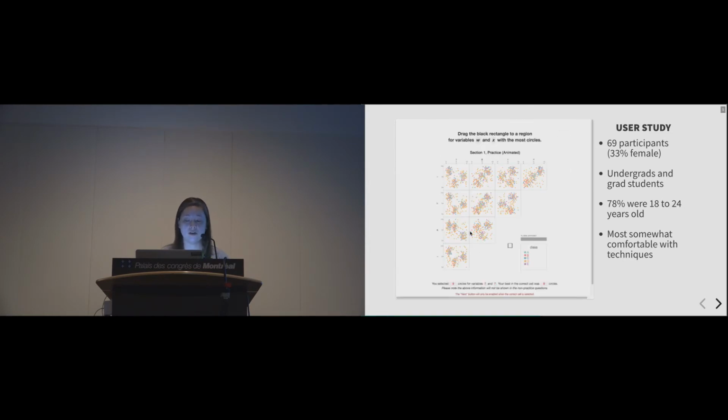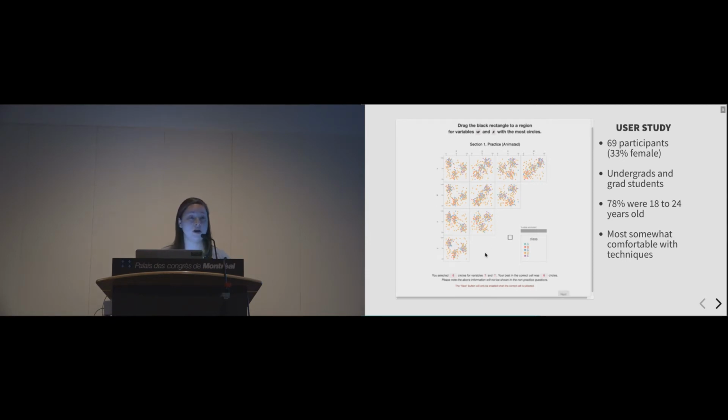So I want to show you what the practice looked like. So we have, in this particular case, an animated scatterplot matrix. They were able to practice this both in the static case and then the animated case. And it was asking users to drag the black rectangle to a region for variables W and X with the most circles. One thing I want to note here is until you get this black square in the correct scatterplot, you can't click next. So we're forcing people to be able to at least select a region in the correct cell. So if I drag this around, you notice I can't click this next button.